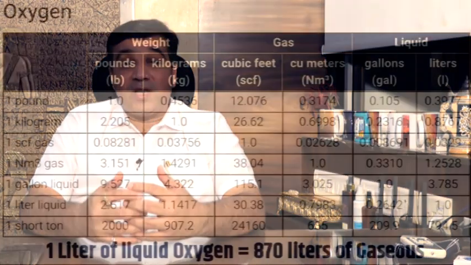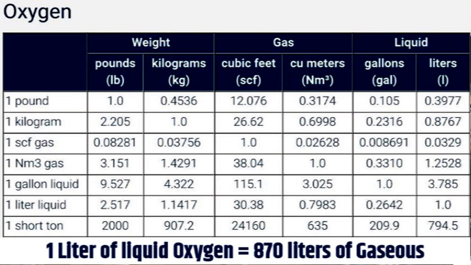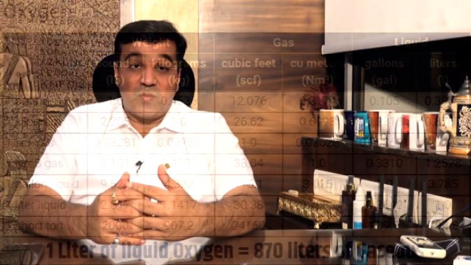Now, what happens to the oxygen? How does it expand? Let us look at it. In the liquid form, the oxygen is kind of compressed. So 1 liter of liquid oxygen is almost equivalent to 870 liters of gaseous oxygen. Or we can just say, as a thumb rule, more than 800 liters of oxygen is made available out of 1 liter of liquid oxygen at atmospheric pressure.